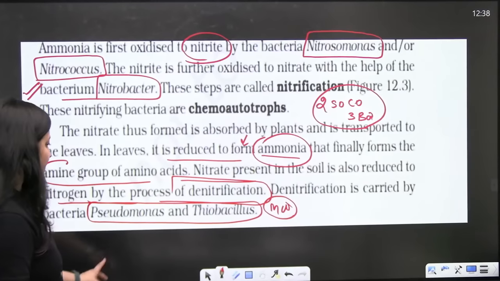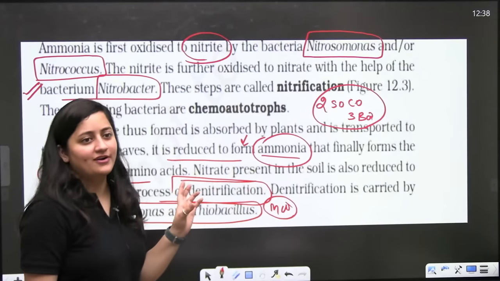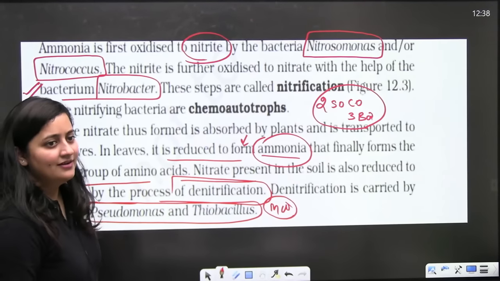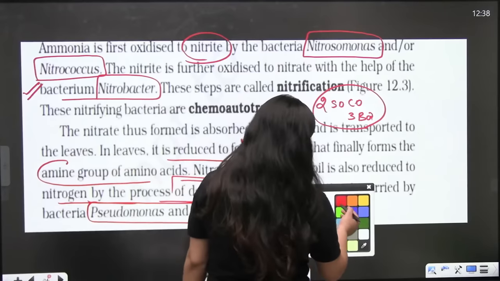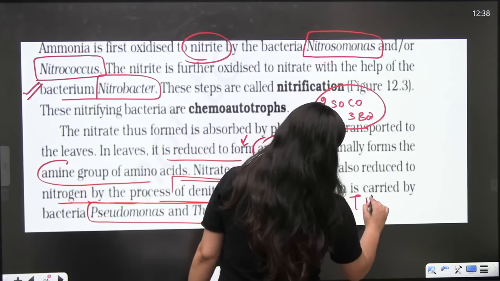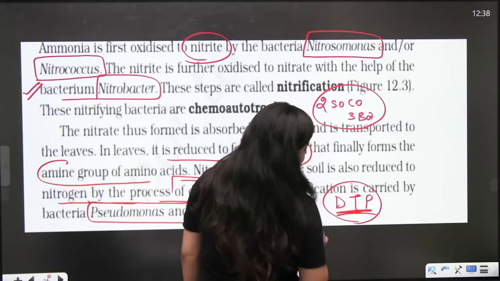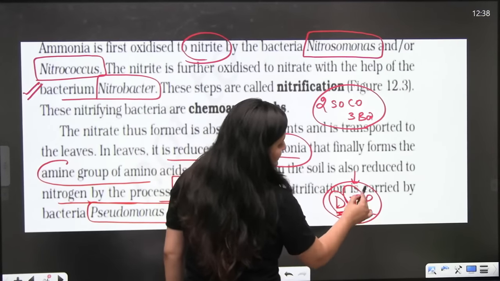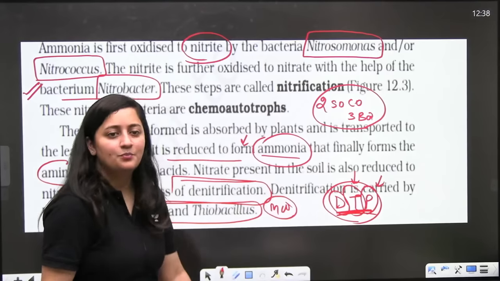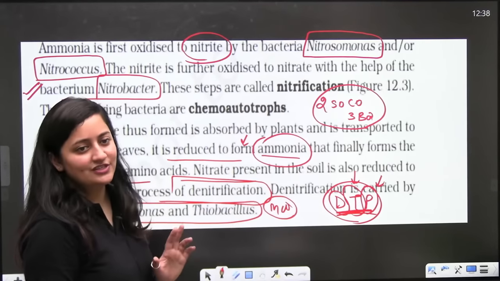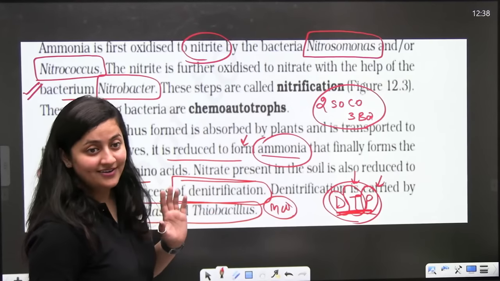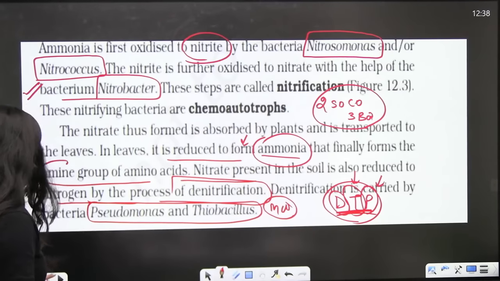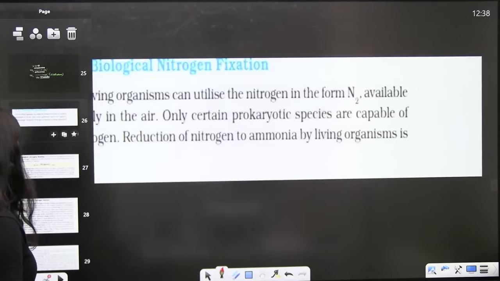Done, bachche? Actually, I had one trick for it, but now I just forgot it. Literally. It was related to some DTPs, but now I forgot it. DTP means daily test paper. So, D here is denitrification. T here is your thiobacillus. P here is pseudomonas. So, you can write down these tricks. So, denitrification is thiobacillus and pseudomonas. That's all.